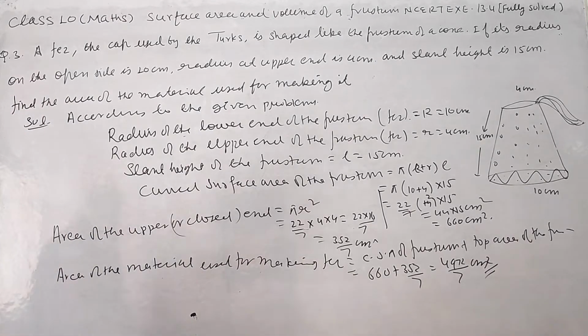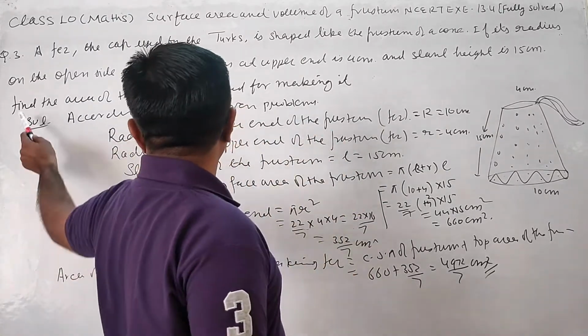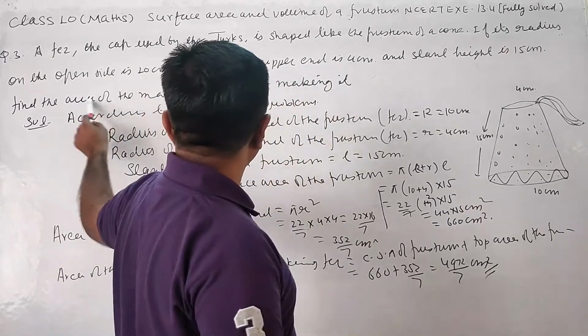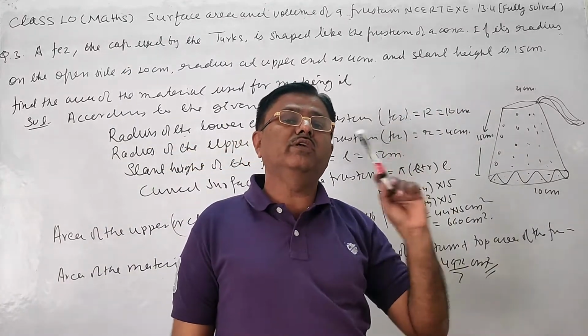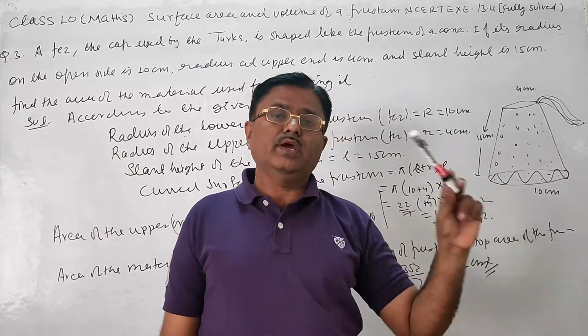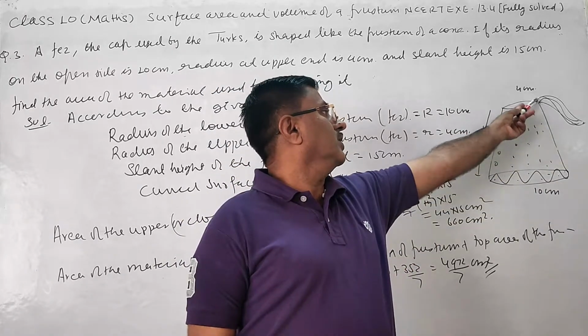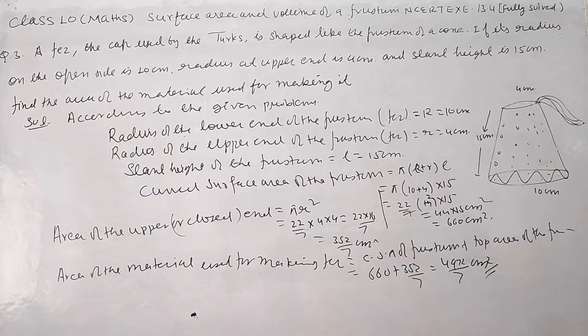Clear? So in this way, dear student, we can find. So here an important point is there. You have to see how the area of the material is used for making it. So first of all, you see which area of material is used. That is very important. Correct? So we can say here curved surface area of the wall plus top area. These two regions need material or cloth.